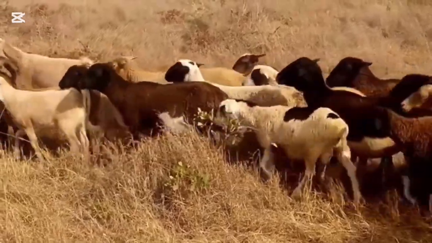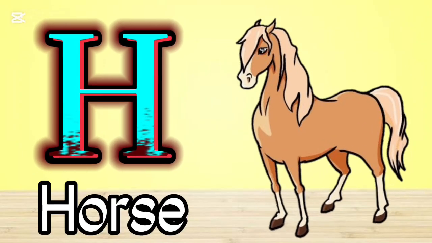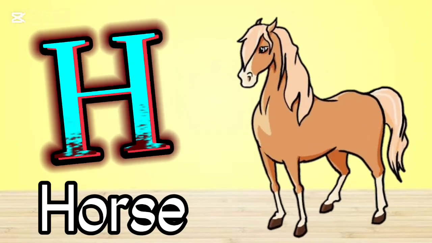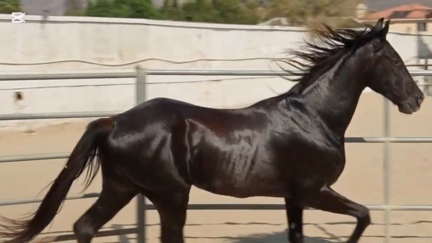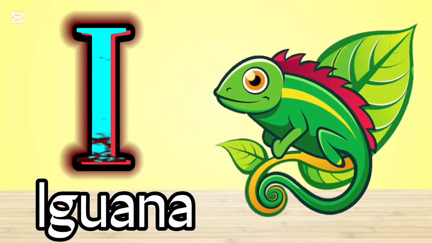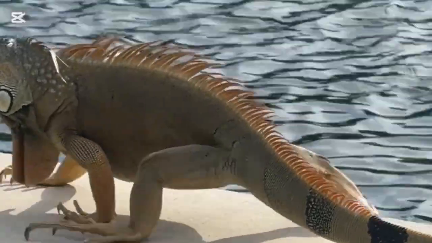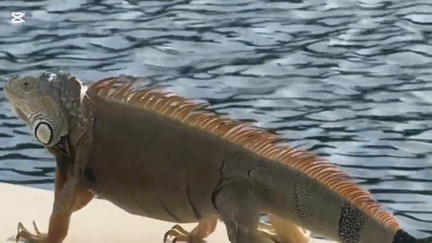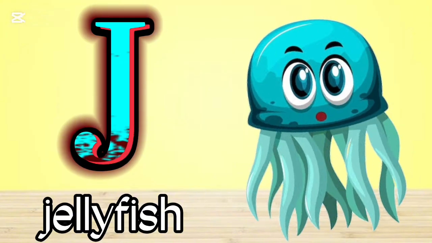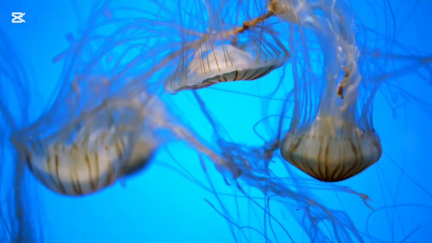Goat. G. Goat. H is for horse. Horse. H. Horse. I is for iguana. Iguana. I. Iguana. J is for jellyfish. Jellyfish.